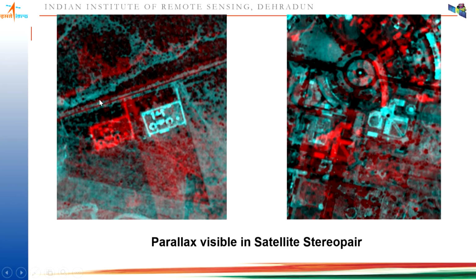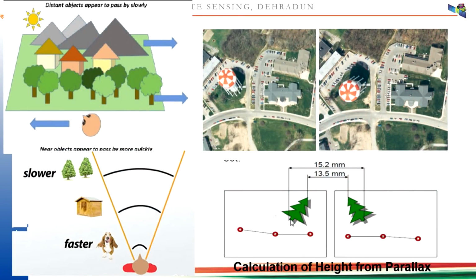How this parallax is visible in a stereo pair when you overlap two photographs. One photograph I have put in red color, one photograph I have put in blue color. So you can see the same feature is shifted. All the features are shifted, and this is what is called parallax. Here again, you can see this building is shifted, in the first photograph, in the second photograph. So this shift is called parallax. Now, how can it be used to find out height?